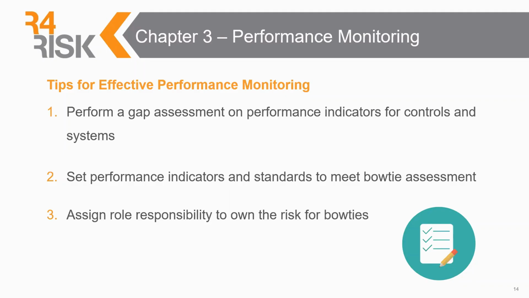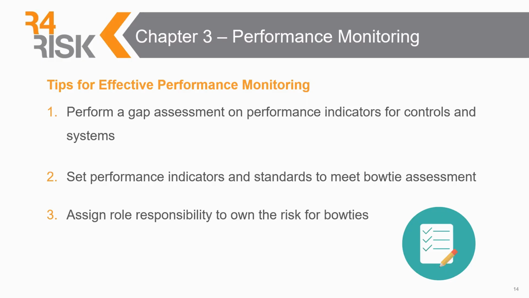You then need to set performance indicators and standards to meet the bow tie assessment. So if your bow tie says that a certain control is supposedly 90% reliable, well, I then don't set my standard as I need an 80% passing rate on that control for reliability. I need to set it at 90 to ensure that I keep my bow tie model accurate.